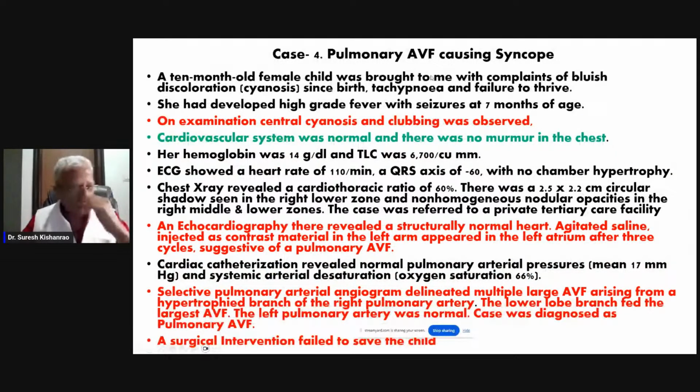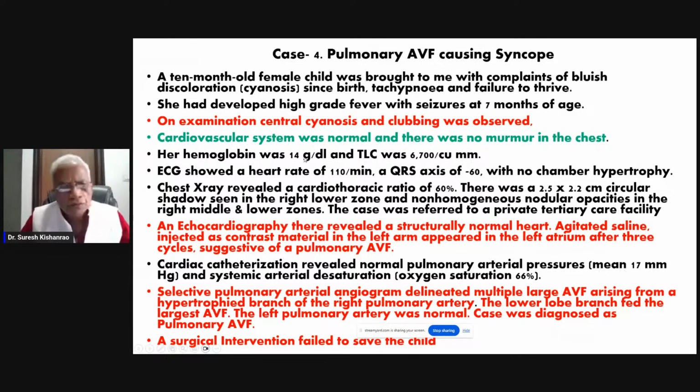This is a new infant, a 10-month-old female baby. A much more complicated case was brought with the complaints of cyanosis since birth and failure to thrive. She had developed high-grade fever about 7 months ago. On examination, there was central cyanosis and clubbing of the nails. Cardiovascular system was normal and there was no murmur heard. Hemoglobin was 14 gram, total leukocyte count was 6,700. ECG showed a heart rate of 110, a QRS axis of 60 with no chamber hypertrophy.